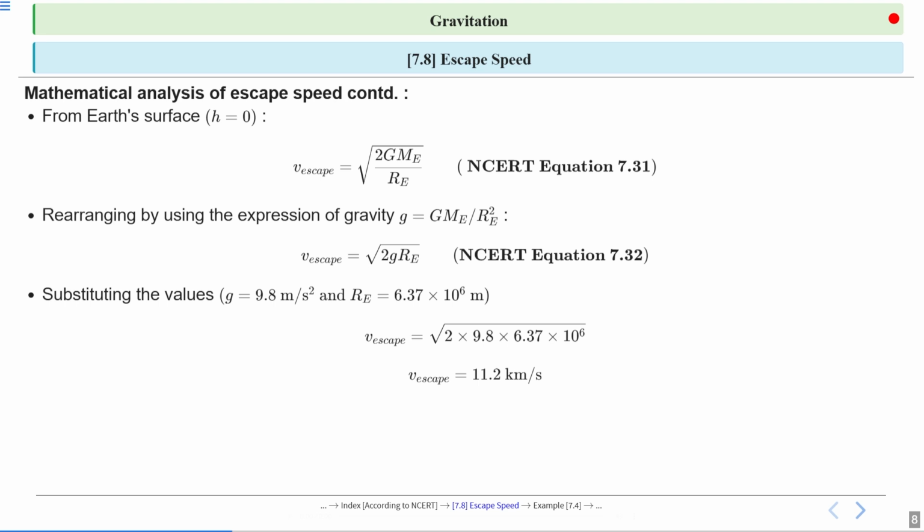So now let's substitute the actual values for Earth's gravity and radius into our formula. With the value of small g, that is 9.8 meter per second squared, and the radius of Earth, that is 6.37 into 10 raised to the power 6 meter. So we calculate escape speed, that is under root 2 into 9.8 into 6.37 into 10 raised to the power 6. This results in an escape speed of 11.2 kilometer per second.